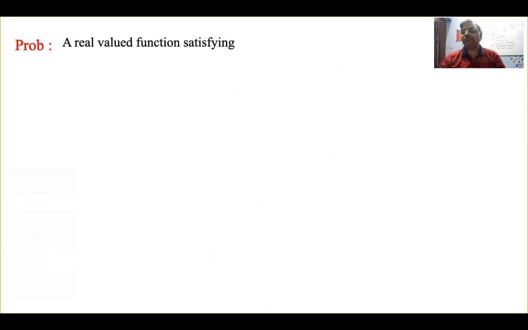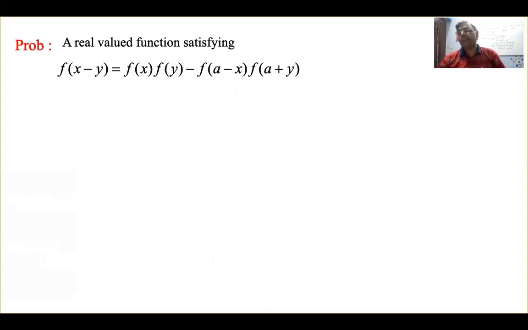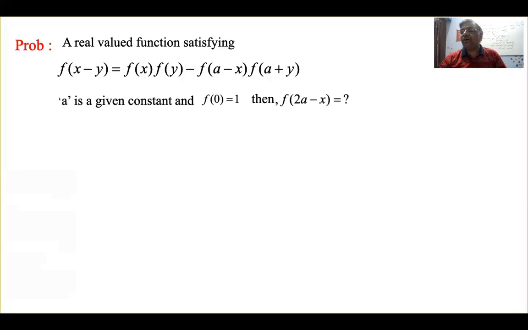This problem is that a real valued function satisfying f of x minus y is equal to f of x into f of y minus f of a minus x into f of a plus y. It is there like that. Such a condition f is satisfying, where a is a given constant, and also given that f of 0 is equal to 1. So from all that information, what will be f of 2a minus x? It can be solved very easily.